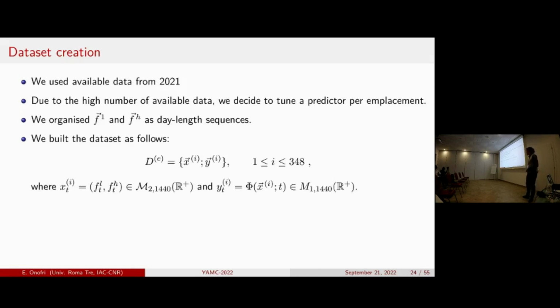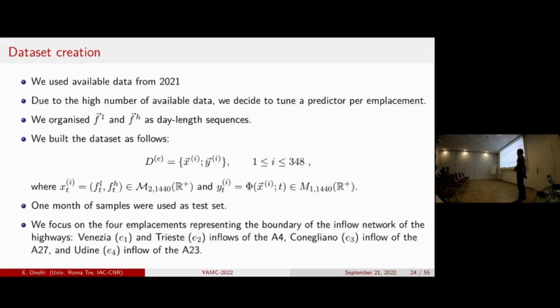And then what can we say? One month of the sample was used as a test set in order to validate our results, and we focused in this presentation on only 4 emplacements, which are the boundary of the net, since of course then we will use it in the model to predict the boundary condition.